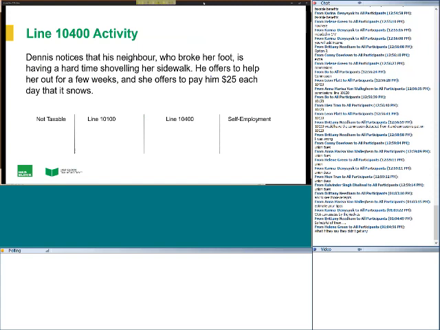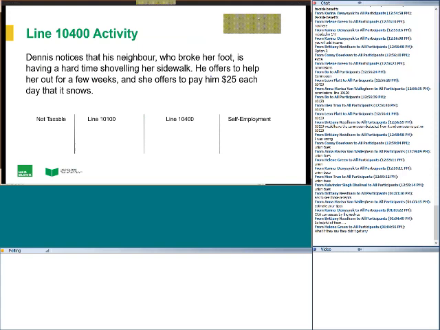So let's practice that. I'm going to give you a little activity here. We're going to do some annotations. So your annotation toolbar should be popping up now. I'd like you to make a mark in the column that you think is correct in this case. So where would this income go on the tax return?